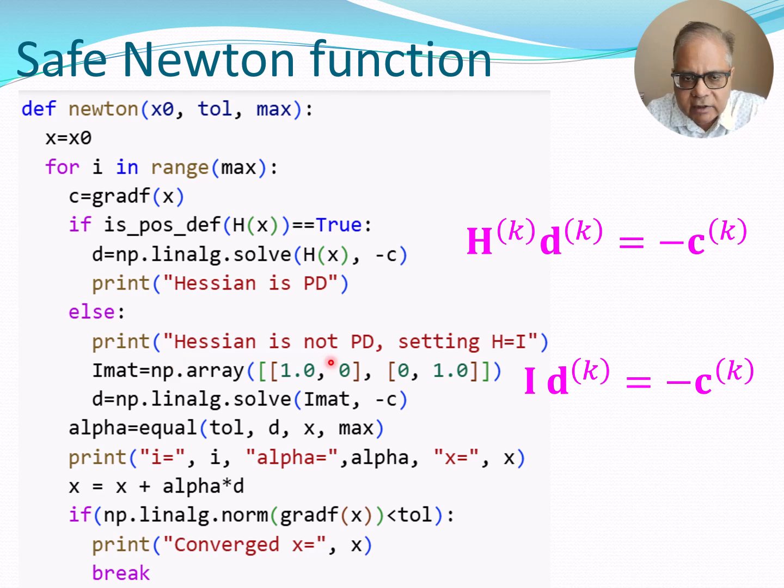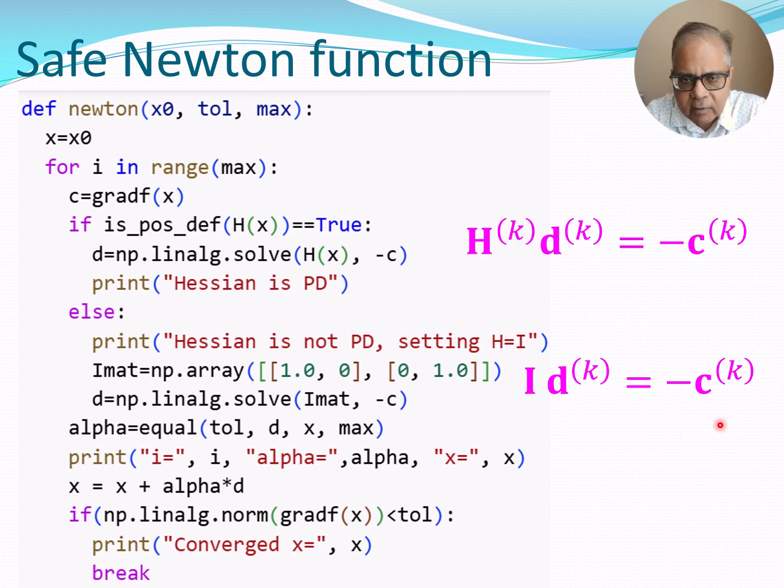But in case H is not positive definite, I actually set H to I. So this is a very simple and kind of nice solution to this problem, because what it will do is that now I have to solve this system here. I'm using the same type of solver. So here what you can see if you look carefully at this method is that this is the steepest descent method or the gradient descent method. So this is dk = -ck.